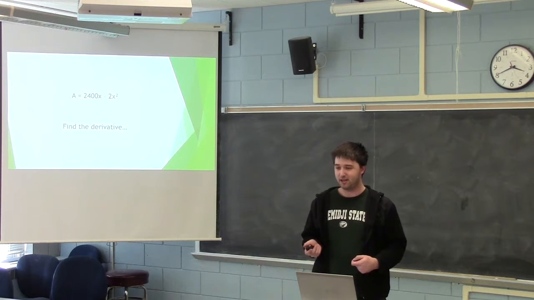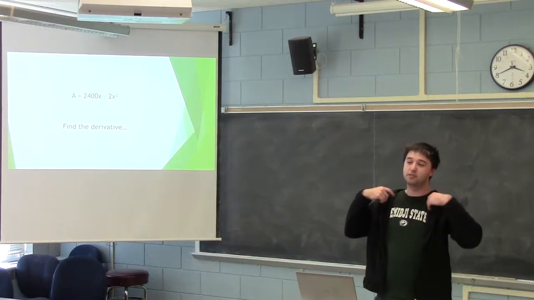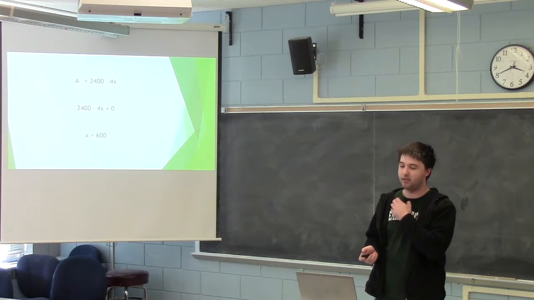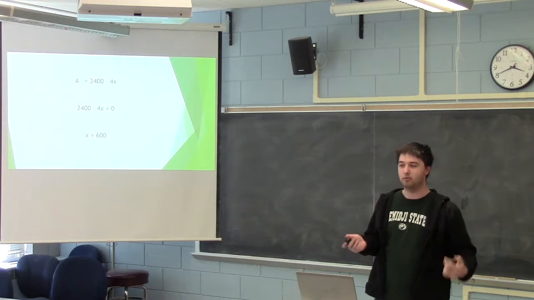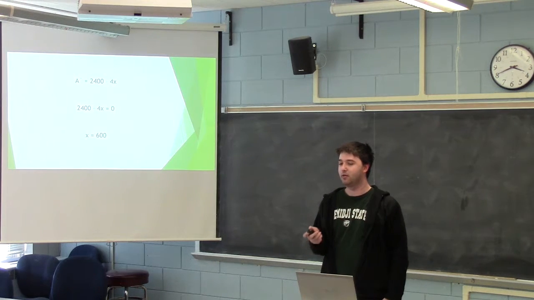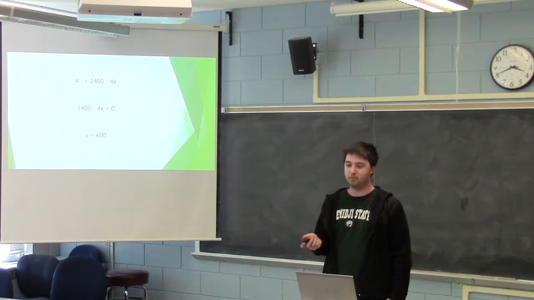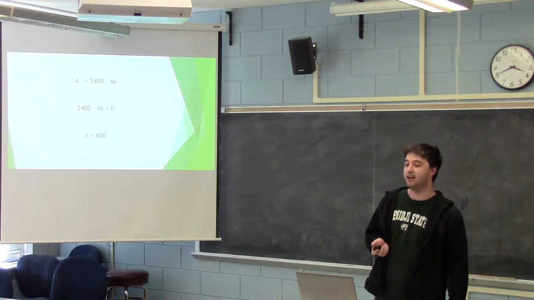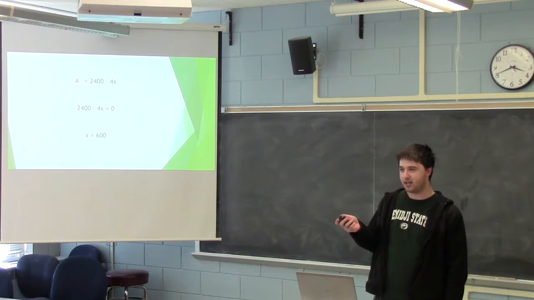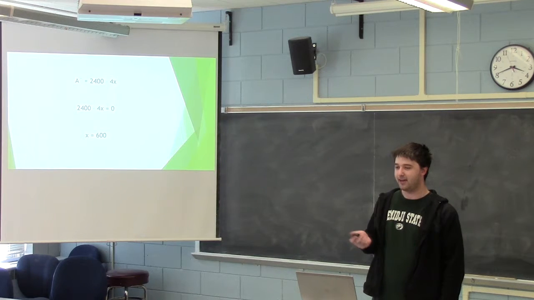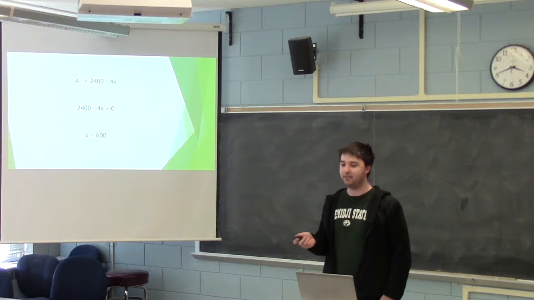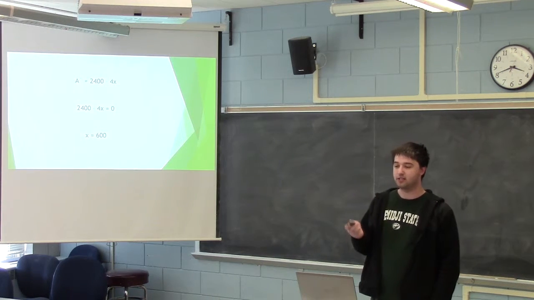So to compute the derivative, we just take the basic principle of what a derivative is, and we get the following, in which the area prime will equal 2,400 minus 4x. And now, when we want to maximize the area, we set it equal to 0 so that we find out what the max value of x is going to be. And so we find out that x is actually going to be 600.